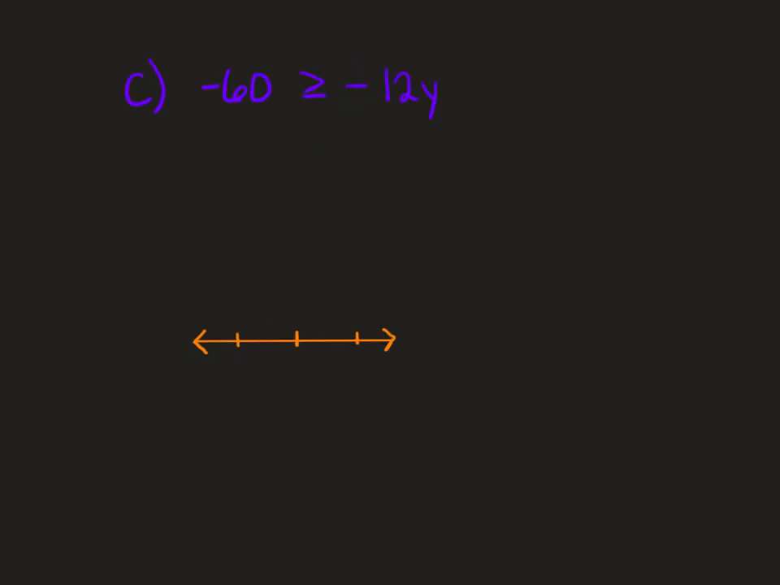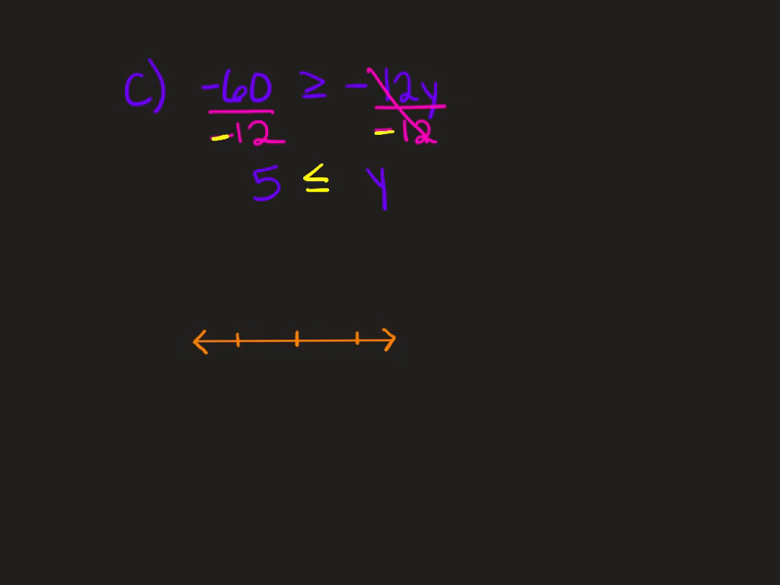C part, we have -60 is greater than or equal to -12y. We're going to get y by itself by dividing both sides by -12. On the right side, those cancel, and we get y. On the left side, -60 divided by -12 would be +5. And notice that we divided both sides by a negative, so our symbol is going to flip. So we get 5 is less than or equal to y.